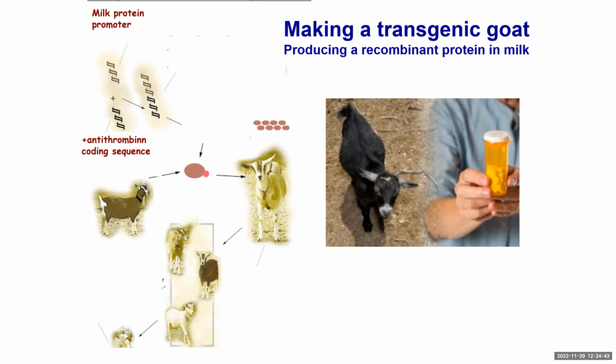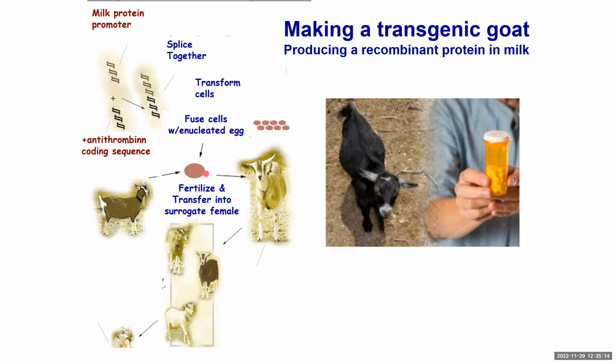In this example, we're adding an antithrombin coding sequence to a goat. This sequence is normally found in humans. We splice the sequences together, and then we transform the cells. Most of the time, this is through microinjection, injecting tons of embryos with a lot of DNA and hoping that they will incorporate the DNA in the right place. Those cells are then fused with an enucleated egg so that they'll grow into a full embryo, transferred to a surrogate female, and then we hope that the babies will express the gene we want. But getting them to do that can take a long time and many rounds.